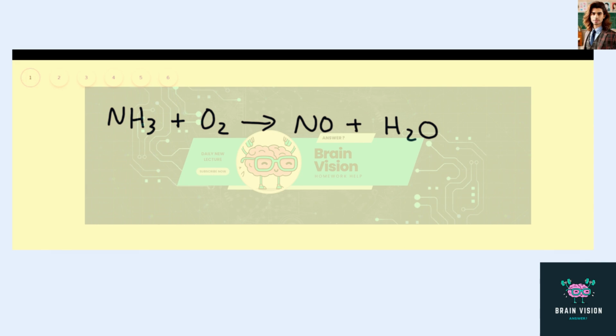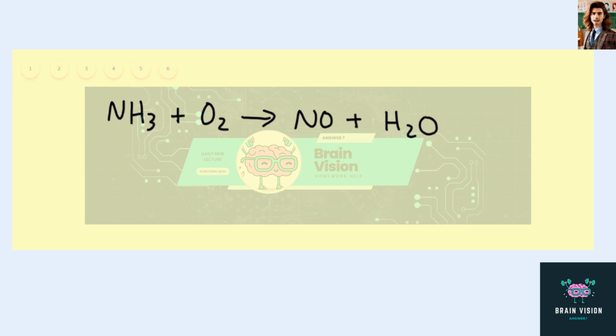We are told in the first statement the reaction of NH3 and oxygen forms NO and water. In order to balance the reaction, we will need to balance out our hydrogens first, given nitrogen is already balanced and oxygen appears in both products.